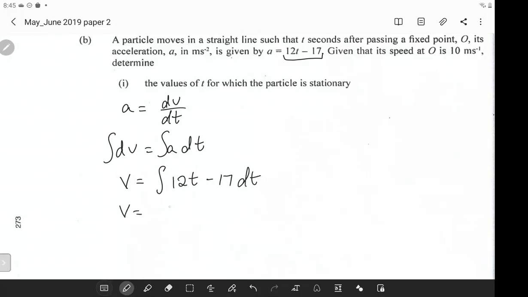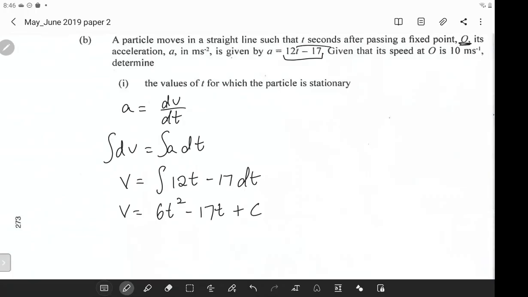Integrating that, we get, well, t squared over 2. So we get 6t squared, right? Because 12 over 2 is 6, minus 17t plus some constant of integration. And we are told at time equals 0. Now, our origin is where the time equals 0.